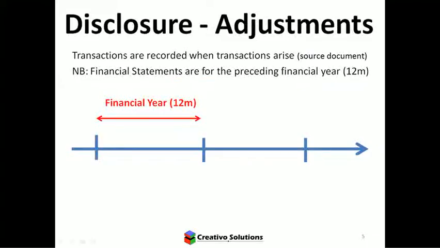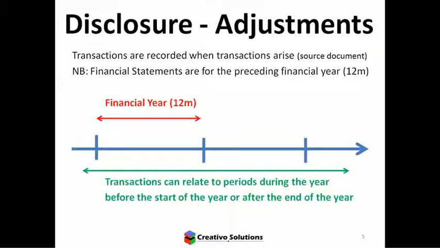We record transactions when they arise. There has to be some sort of source document that proves a transaction exists. If a transaction exists, it'll then be recorded in the books of the entity. We know the financial statements are going to be recording the activities for the last financial year. We know the transactions that do arise can either affect the current year, or it could affect before the start or after the start of the year, depending on what the transaction is specifically. And that's what we're looking at here in terms of adjusting the financial year to better present the accounting records on a more accurate basis.